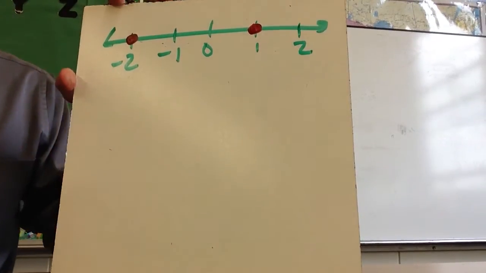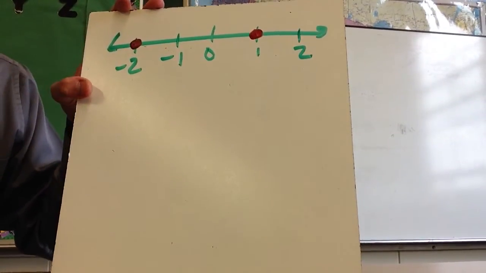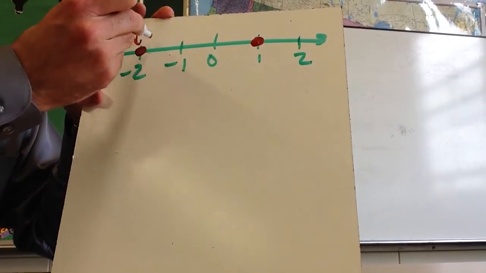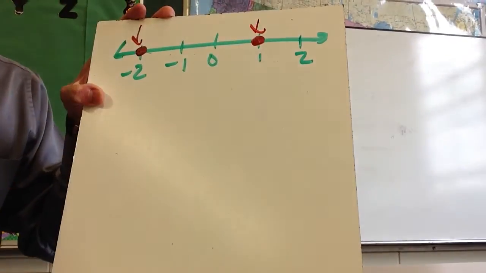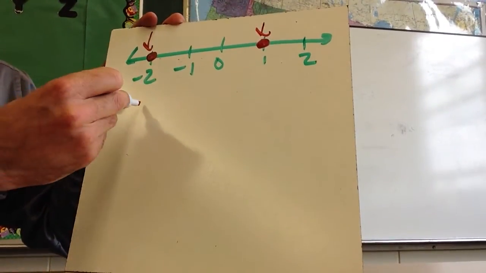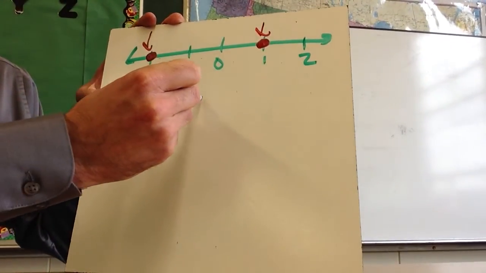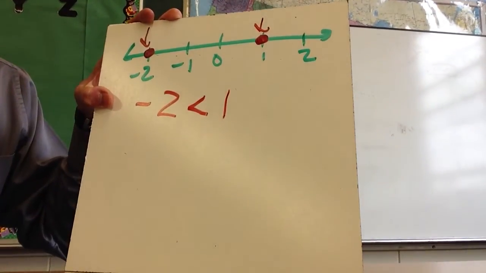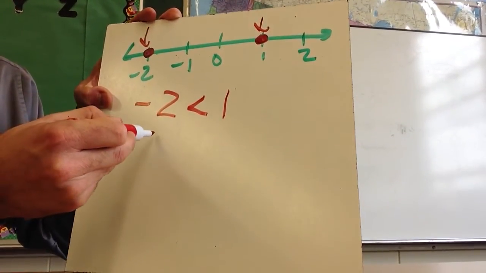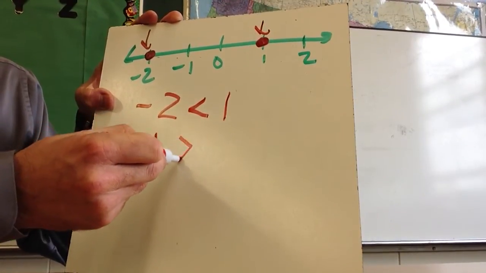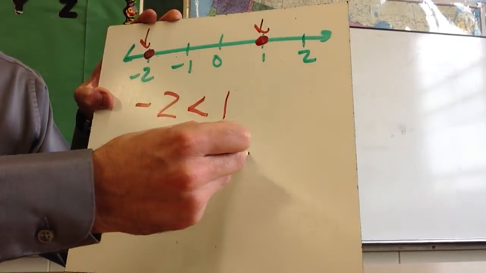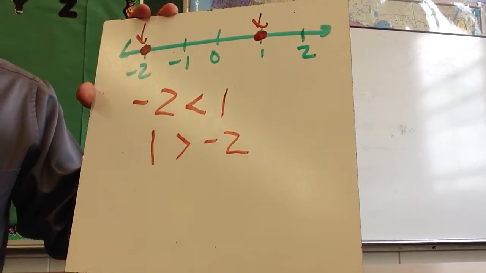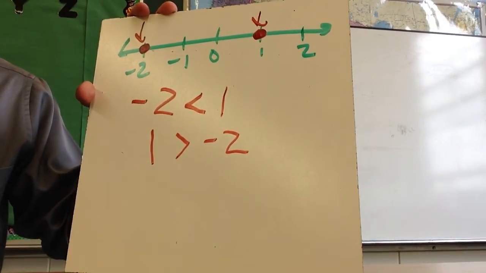So what I want to do is write two inequalities that relate these two integers, and I'm looking at -2 and +1. For example, -2 is less than 1, or I could write that 1 is greater than -2. What's really important is that we understand that the signs facing different directions have different meaning.